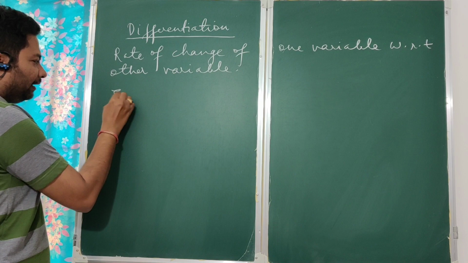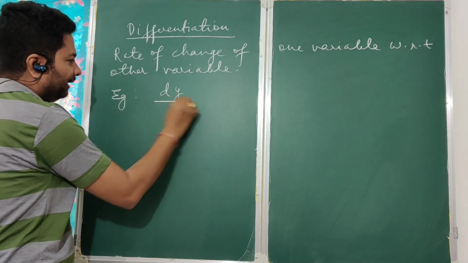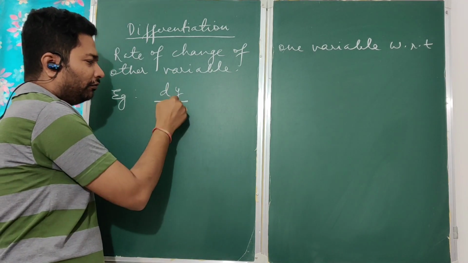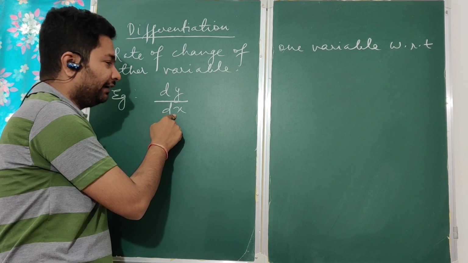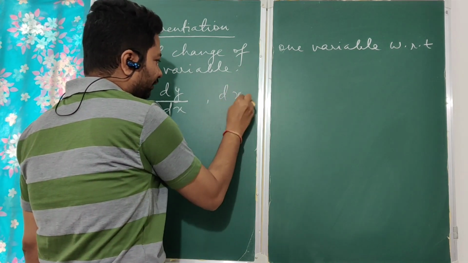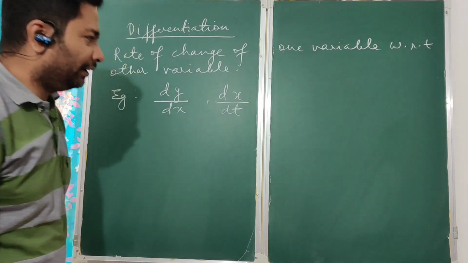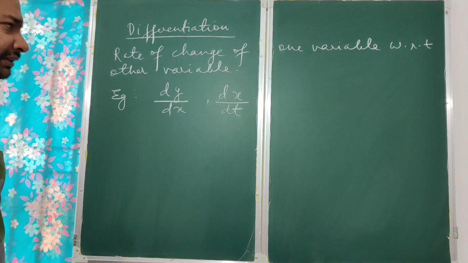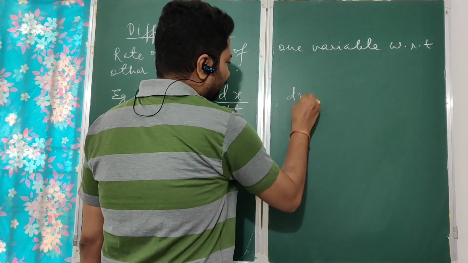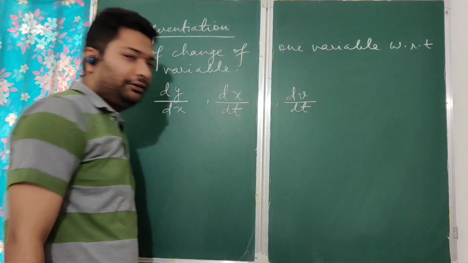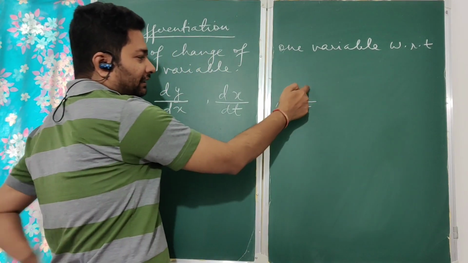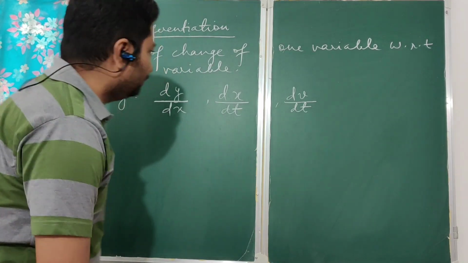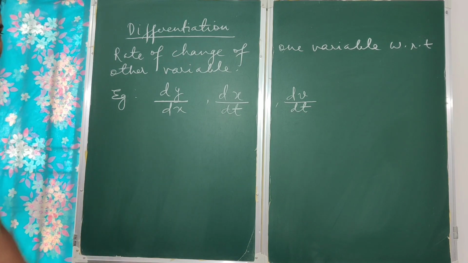So let us say you are writing dy by dx. What are you trying to do? You are trying to measure the change in the value of y with respect to the change in the value of x. If you are writing dx by dt, what are you doing? You are trying to find the change in the value of x with respect to the change in the value of t. If you are writing, let us say, dv by dt, you are trying to measure the change of v with respect to the change in the value of t. So that is what differentiation does.